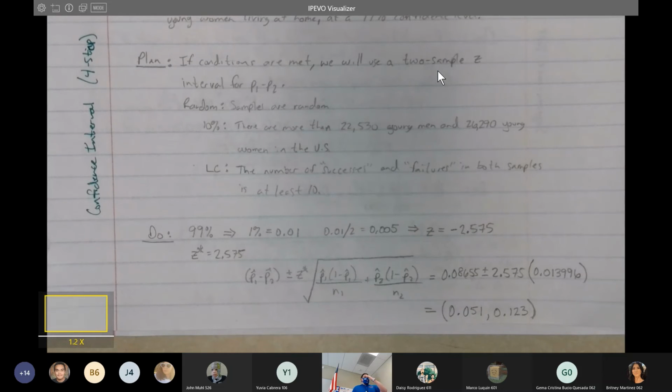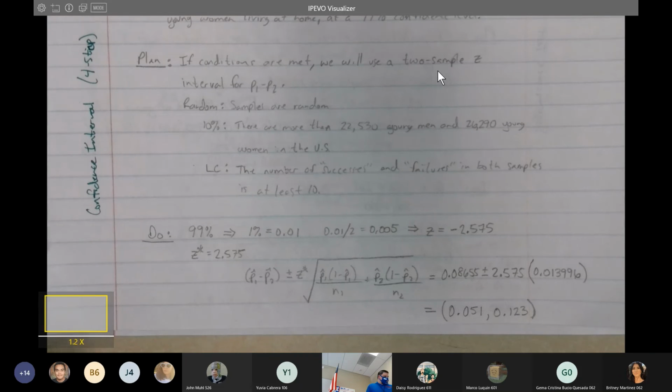It is correct to write your interval with the smaller value first. You should never write the larger value first. Intervals are properly written with the lower bound first and the upper bound second. If you write 0.123, 0.051, it's technically incorrect, even though you found the right values. Intervals go from small to large.